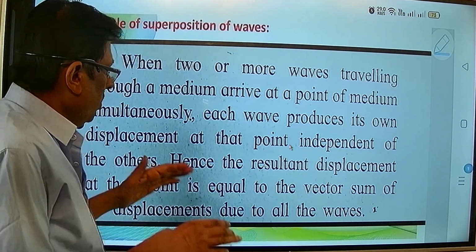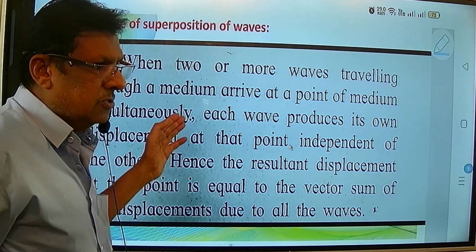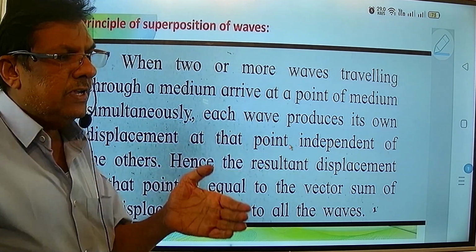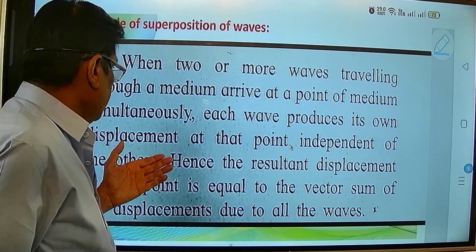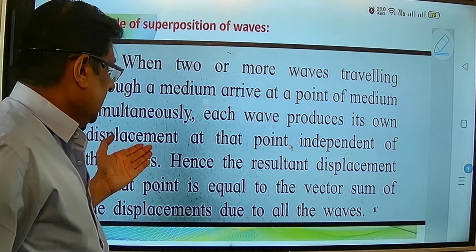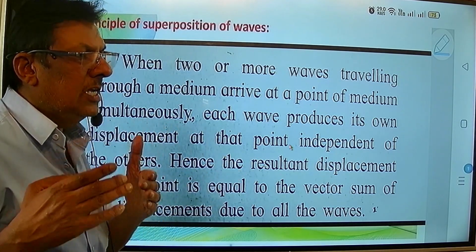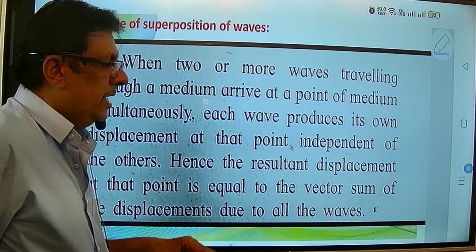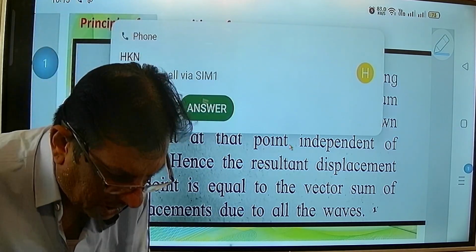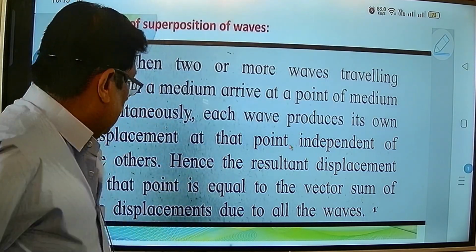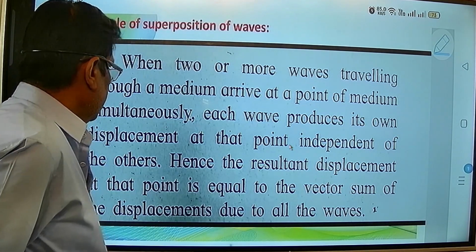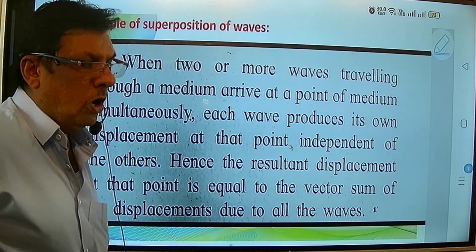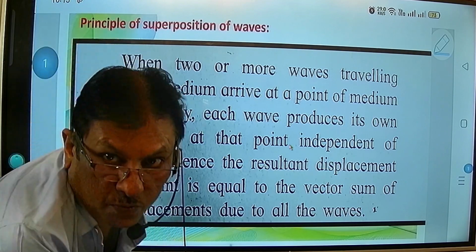But when I speak only in terms of waves, I consider that 2 or more waves are traveling through a medium and arriving at a point of the medium simultaneously. Then we have to take individual consideration, that is each wave produces its own displacement at that point, independent of the other. So hence the resultant displacement at that point is equal to the vector sum of the displacements due to all the waves.